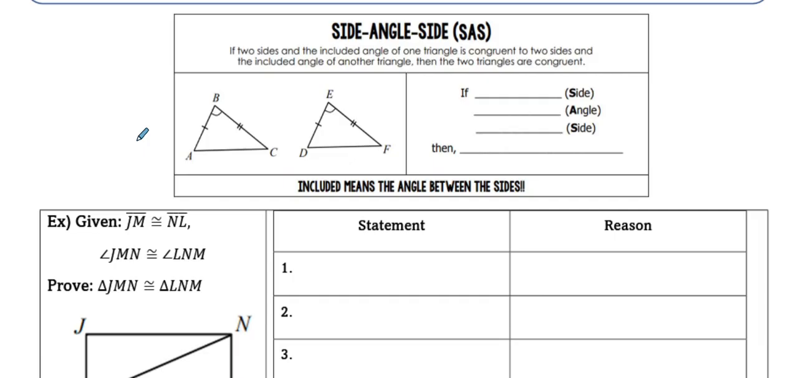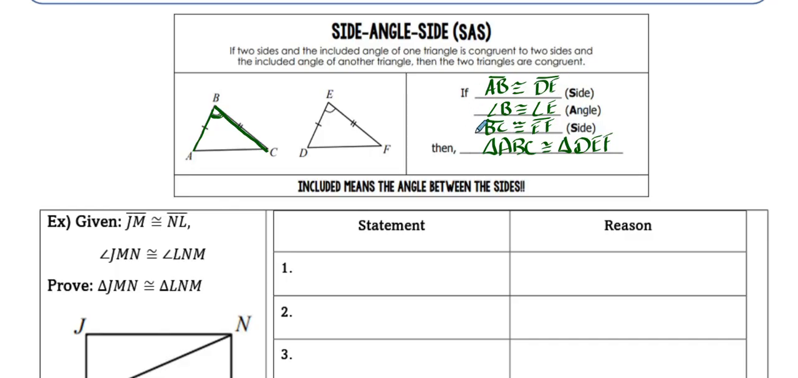So side, angle, side. We're talking about a side, another side, and an angle that's sandwiched directly in between those two sides. So if AB is congruent to DE, angle B is congruent to angle E, and side BC is congruent to side EF, then triangle ABC is congruent to triangle DEF.